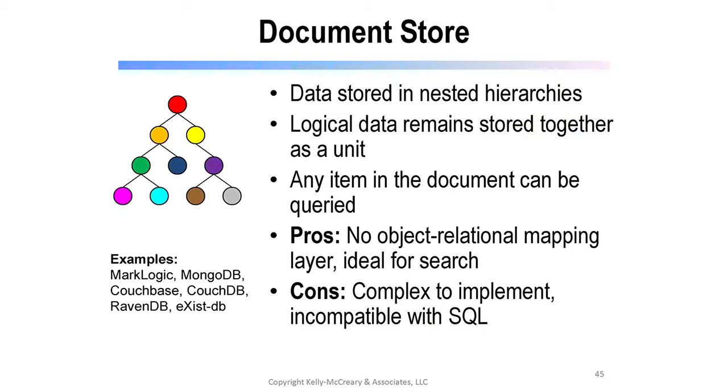Last one I want to mention is document stores. And document stores is the one that I've been using the most. This is the one I first started using in 2006, where we're storing data in nested hierarchies. MarkLogic, Mongo, Couchbase, CouchDB, which are completely separate products, I should mention now. RavenDB and eXist-db are all examples of document stores. And the nice thing about these is that you can store entire JSON or XML documents without having to do any work on the database. It just absorbs it and does it.